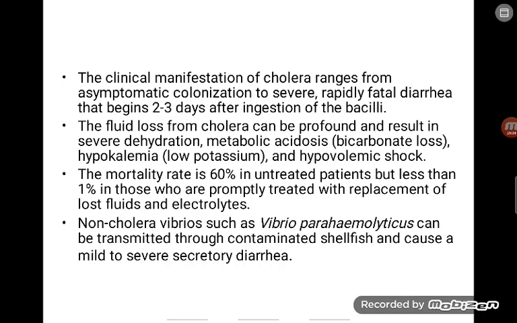Non-Vibrio cholera species such as Vibrio parahaemolyticus can be transmitted through contaminated shellfish and cause mild to severe secretory diarrhea.